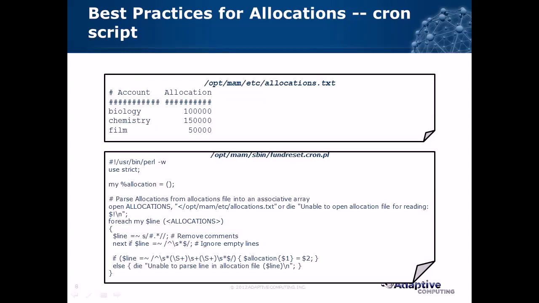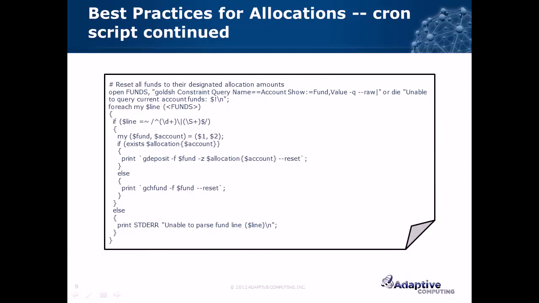And then this is an example of a cron job. All it's doing is reading this file. It's in Perl. It's reading this file into an associative array, and it checks the funds. And if the fund exists, then it resets it with the new amount. Otherwise, it resets it to 0.